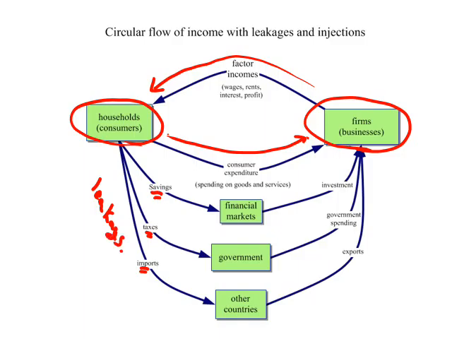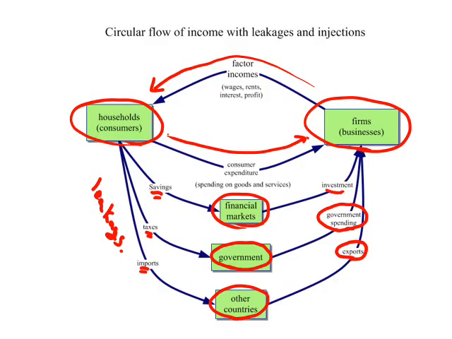So all of these are known as leakages. The savings goes into the financial markets, taxes go to the government, and imports go to other countries. Now, in return, if money comes back to firms, and I want to emphasize this very clearly, that did not originate from households, so it had to come from somewhere else. Where could it come from? Money could come from exports where they sell to other countries. It could come from the government spending on schools, hospitals, roads, bridges. It could come from firms buying from other firms the capital, in terms of buying tools and machines and so on. So these are known as injections.